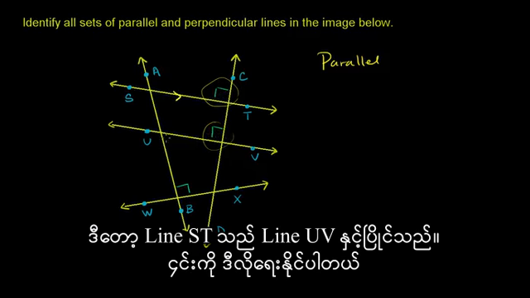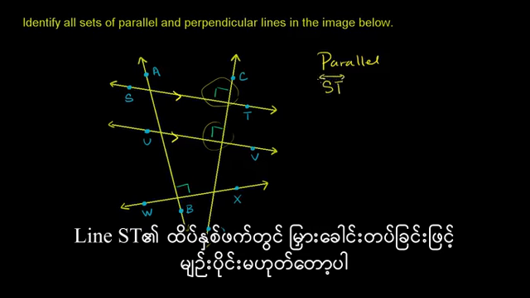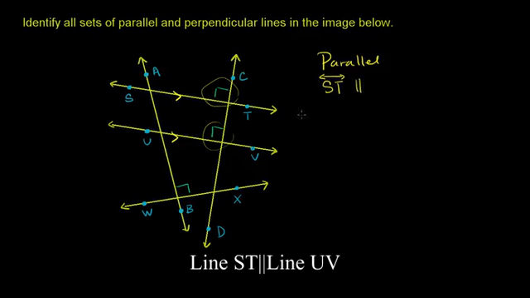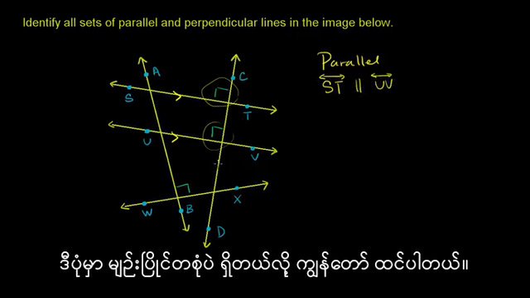So line ST is parallel to line UV, and we can write it like this. Line ST, we put the arrows on each end of that top bar to say that this is a line, not just a line segment. Line ST is parallel to line UV. And I think that's the only set of parallel lines in this diagram. Yep.